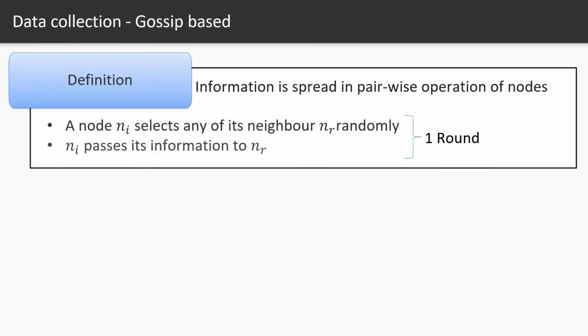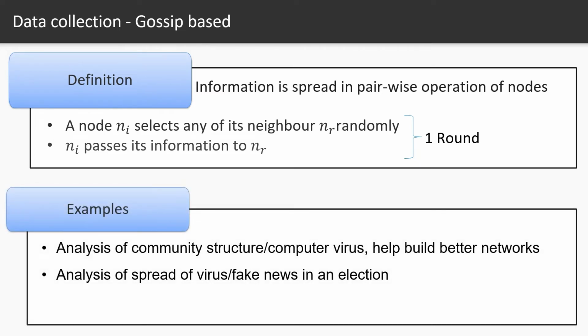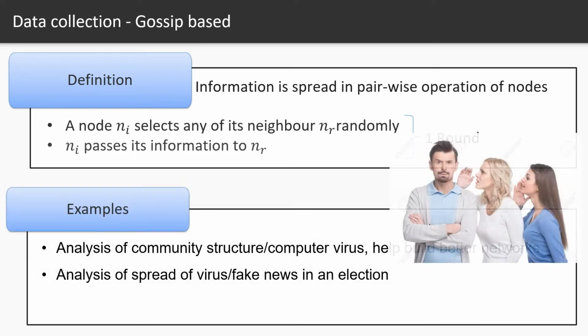So the formal definition can be described as information being spread in pairwise operations of the nodes. Let's say a node I selects any of its neighbor nodes at random and then passes the message to that neighbor node. So these two steps make one complete round. Examples include analyzing community structure, computer viruses, helping build better networks, analysis of the spread of a virus, fake news in an election, etc. And as you can see, the picture described here is exactly the literal meaning of how the gossip algorithm was named.